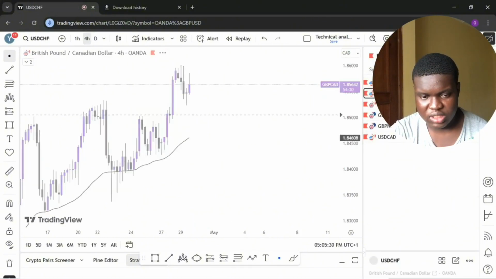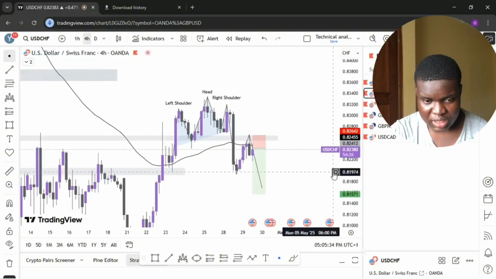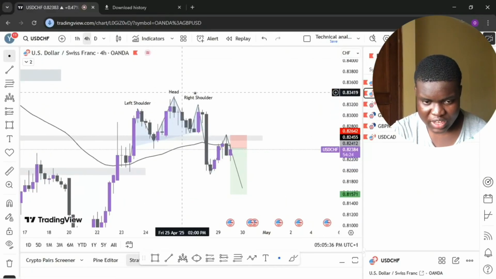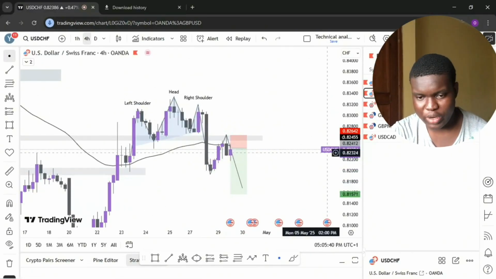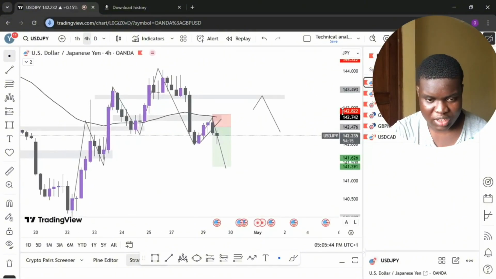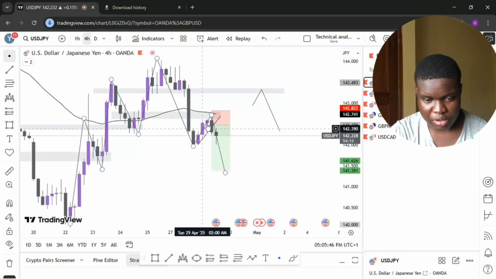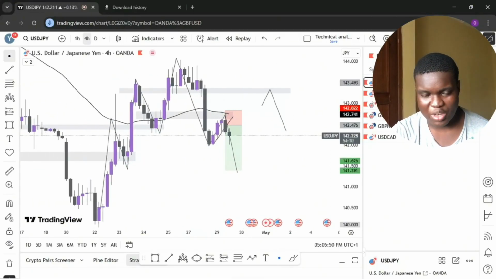Currently in this USDCHF sell, and as you can see, it was a simple head and shoulders pattern, break of neckline, retest of structure, expecting price to give us that impulse. And I'm in USDJPY as well, switching structure.